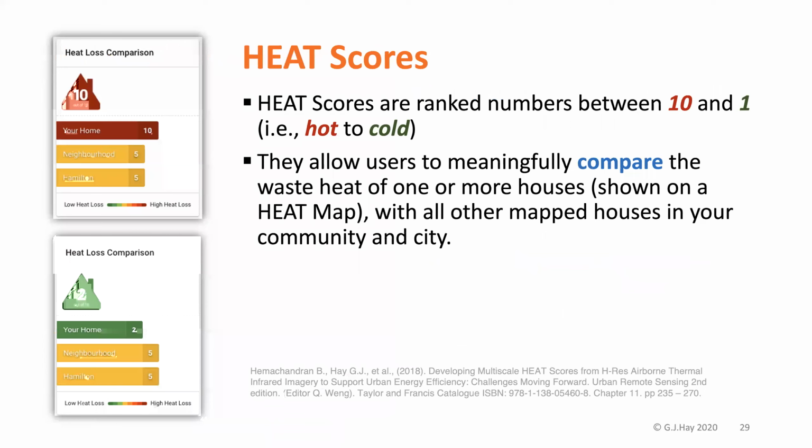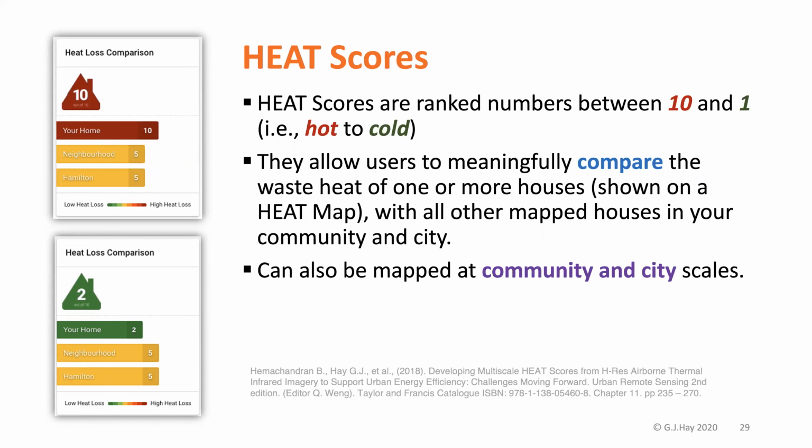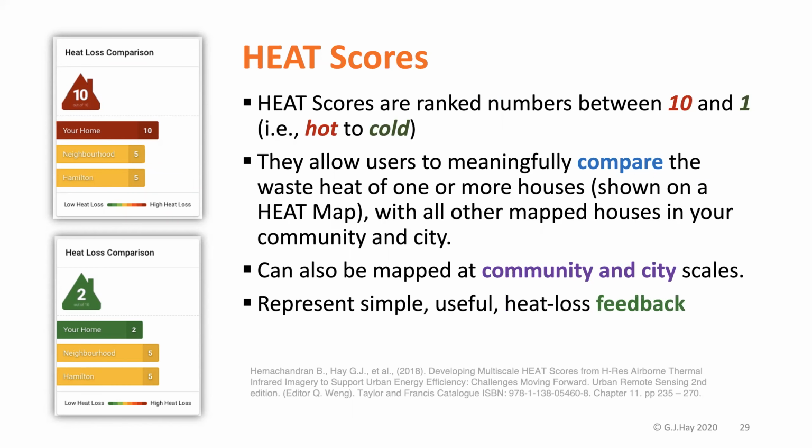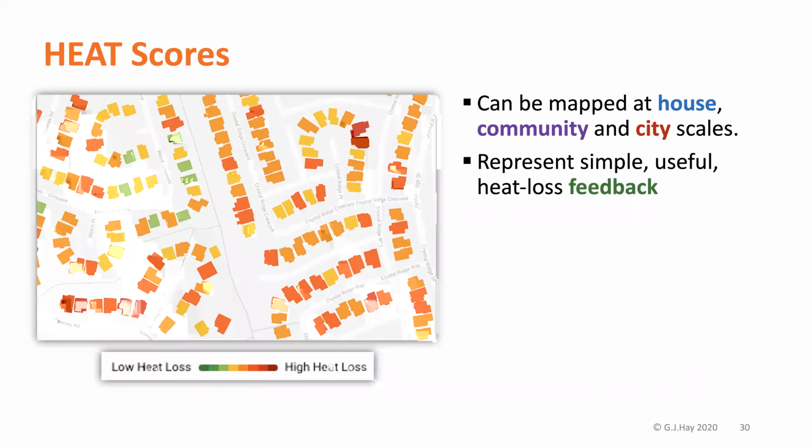They allow users to meaningfully compare the waste heat of one or more houses shown in a heat map with all other mapped houses in the community and the city. And they can be mapped at the community and city scales as well. And they represent simple, useful heat loss feedback. It's very simple, but it's very, very unique when you're able to tell from a whole city which portion of your city is wasting more heat.